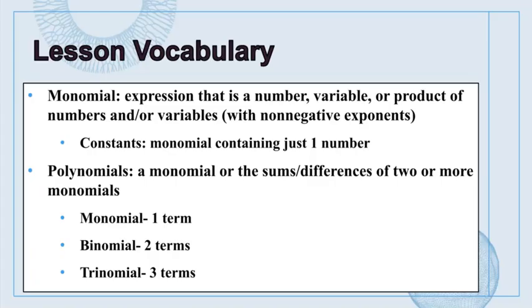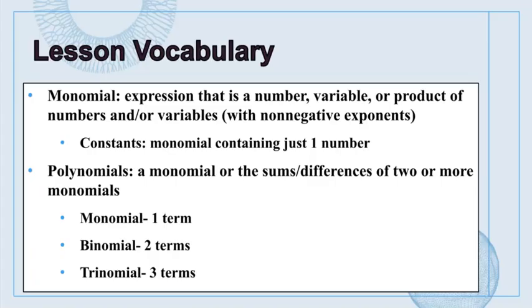Now, if it's just a constant, or just a number, a constant is just a monomial containing just one number. So if I just said 4, that is a monomial, but we would consider that a constant. There is no variables involved. Next is polynomials, which is a monomial or a sum or difference of two or more monomials. Now, monomials or polynomials do have specific names.